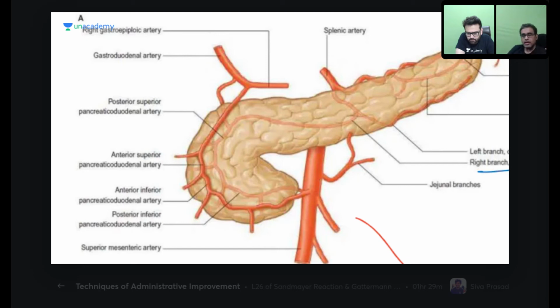Therefore, the left branch of the dorsal pancreatic will be known as, very good, inferior pancreatic artery. Or its other name, who can tell you the other name? Other name is the transverse pancreatic artery. So that could come as a question. Very good.